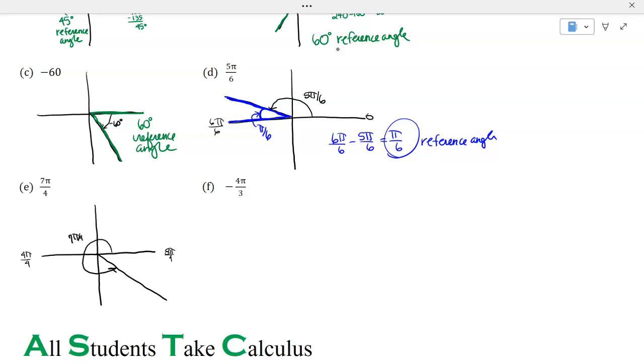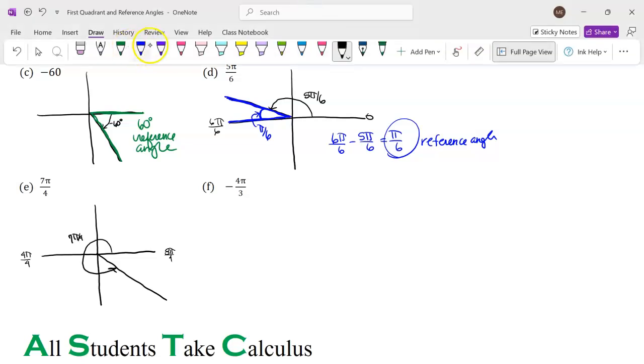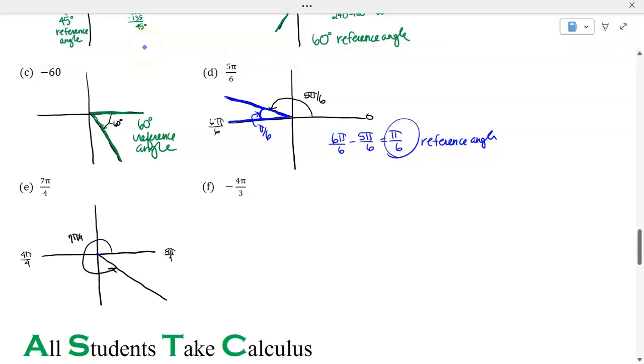And our reference angle is just going to be our terminal side of the original angle and the x-axis. So there's our reference angle. And our reference angle is just going to be 8 pi over 4 minus 7 pi over 4, which just gives us pi over 4. So this is a pi over 4 reference angle.